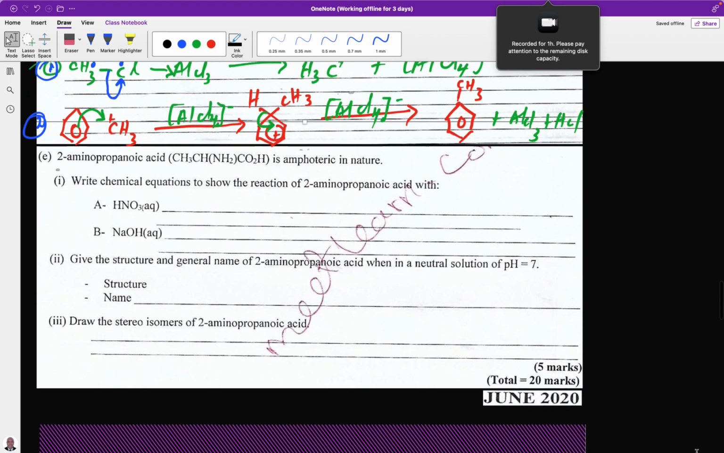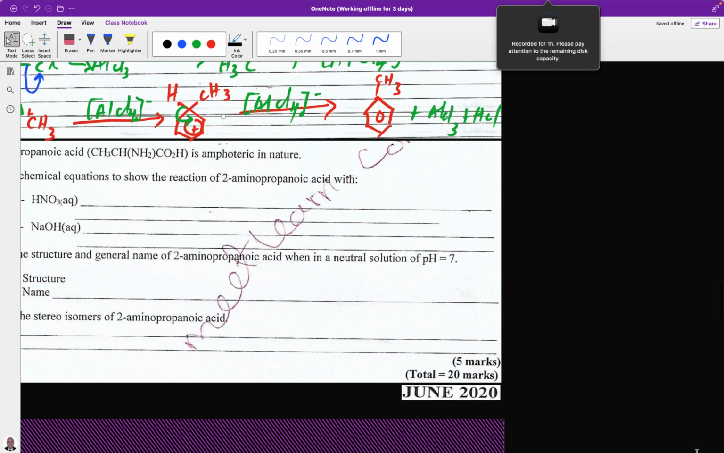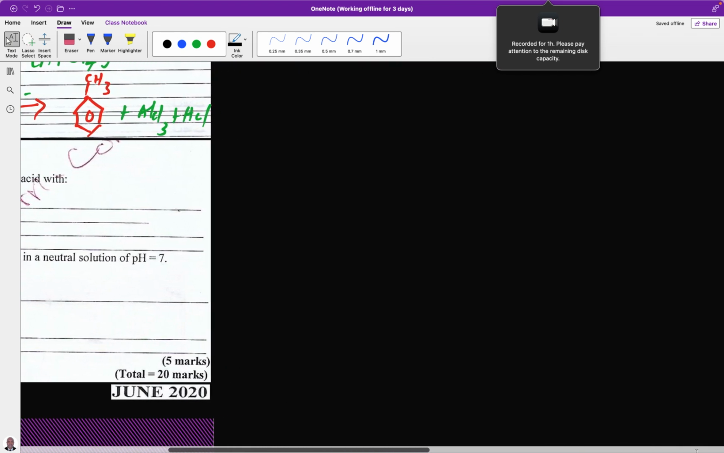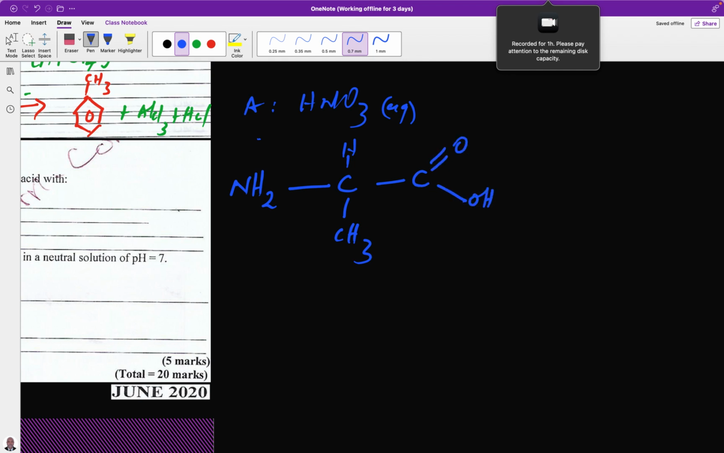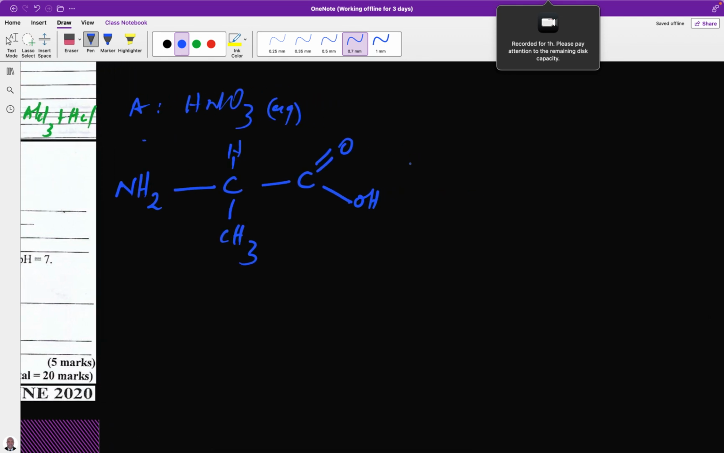What we are going to do here is, there are two ways you can write the equation. One, you can write it like this: the NH2 compound, a C with hydrogen and a CH3, reacting with aqueous nitric acid. If you react with an acid, that is nitric acid.